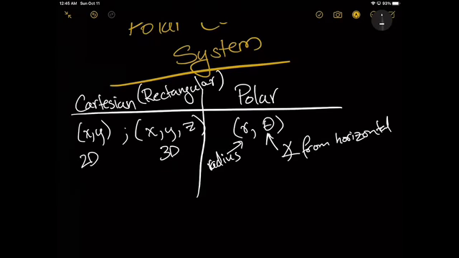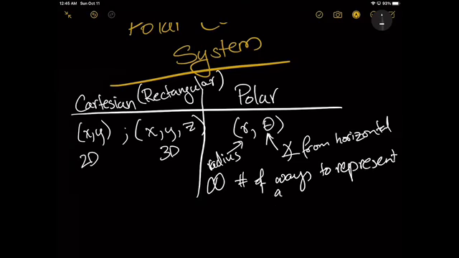Now, another thing that you want to recognize about the polar coordinate system is the fact that there are an infinite number of ways to represent any coordinate, while that is not true for the Cartesian system. For example, the coordinate 2 comma pi over 6.